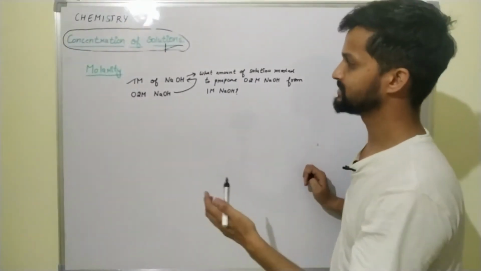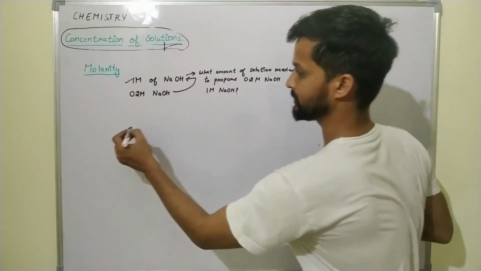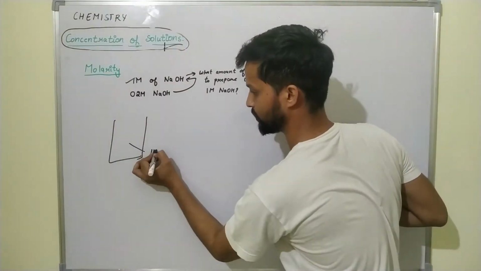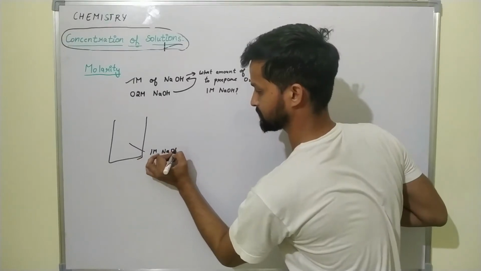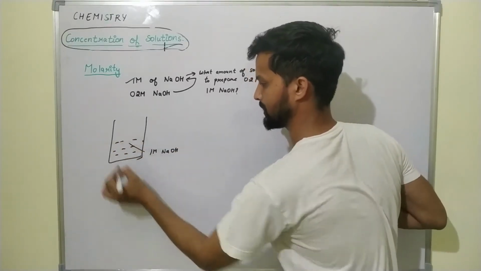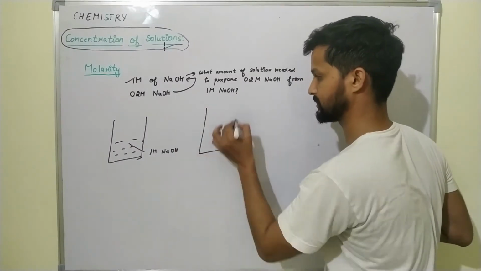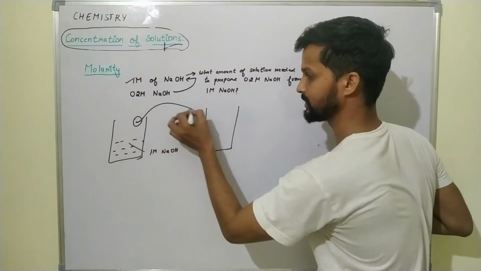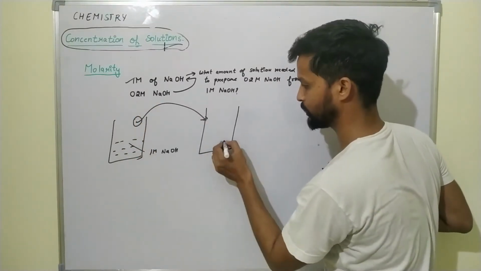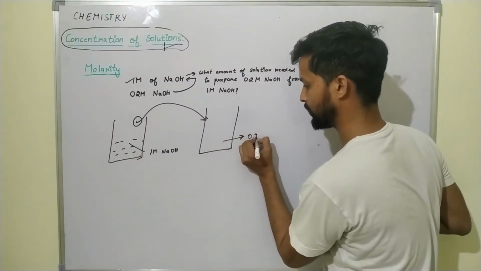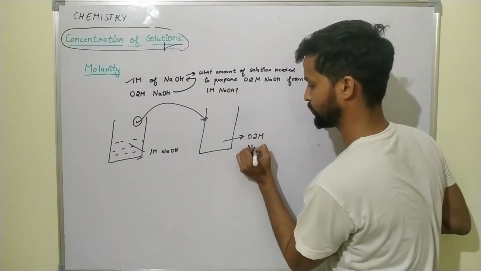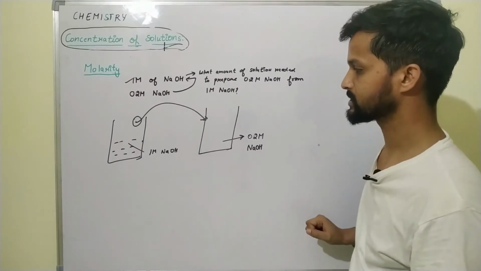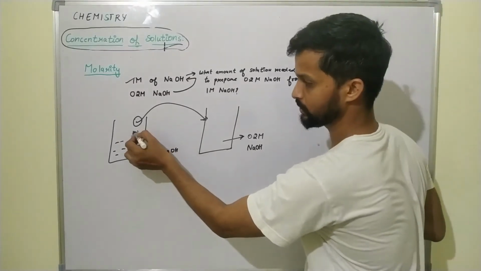Clear? So suppose there is a beaker which contains 1 molar NaOH, and they ask you what amount of volume you take of this solution to prepare 0.2 M of sodium hydroxide. So here students understand, you have to calculate the volume.